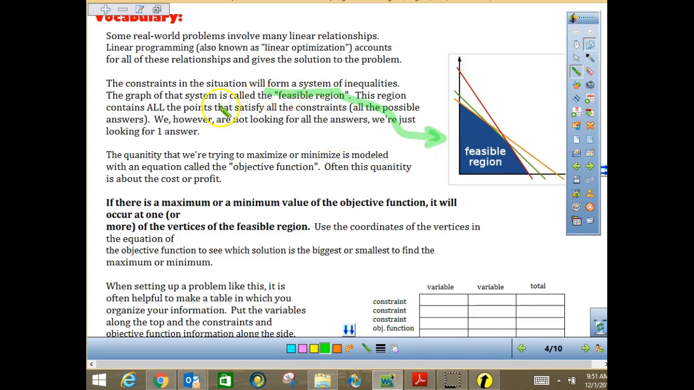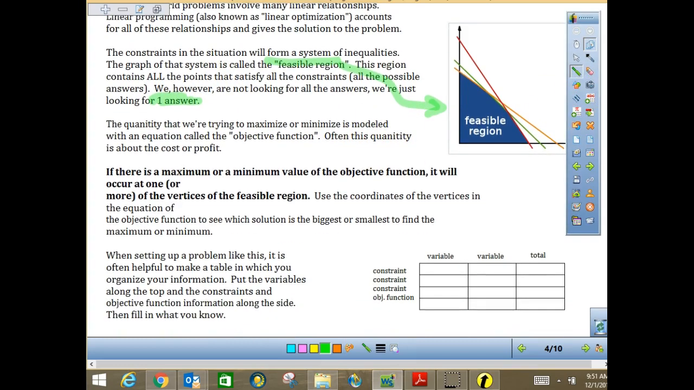Sanjay, keep going. The quantity that we're trying to maximize or minimize is modeled with an equation called the objective function. Often this quantity is about the cost or profit. Keep going. If there is a maximum or minimum value of the objective function, it will occur at one or more of the vertices of the feasible region. Use the coordinates of the vertices in the equation for the objective function to see which solution is the biggest or smallest to find the maximum or minimum.